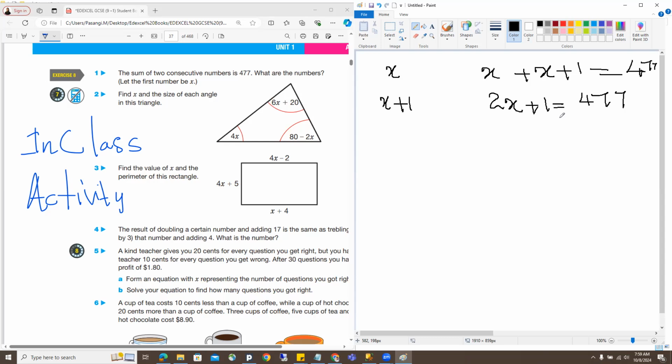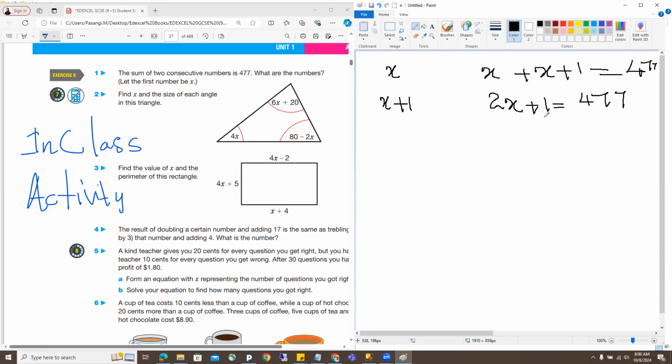What is the value you received for x? Miss, is it 30? No, because here it is 477. Did you receive this equation, 2x plus 1 equals 477? Yes, Miss. Then what is the next step?